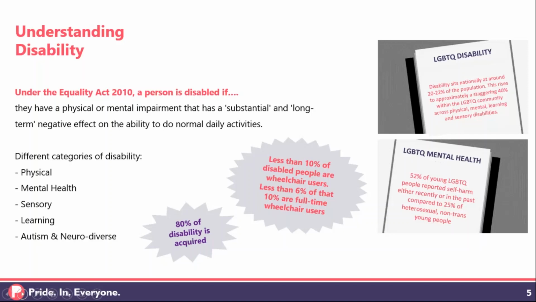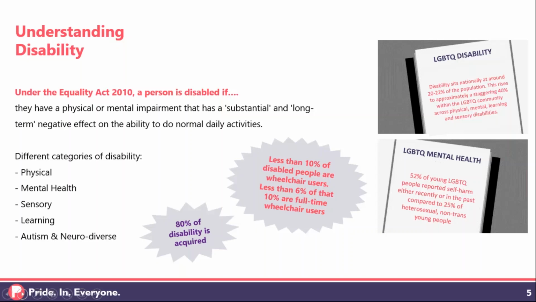So, understanding disability. Some people may have seen this before. Under the Equality Act 2010, a person is disabled if they have a physical or mental impairment that has a substantial or long-term negative effect on their ability to do normal daily activities. That statement is deliberately generalistic so that it can encompass so many things.